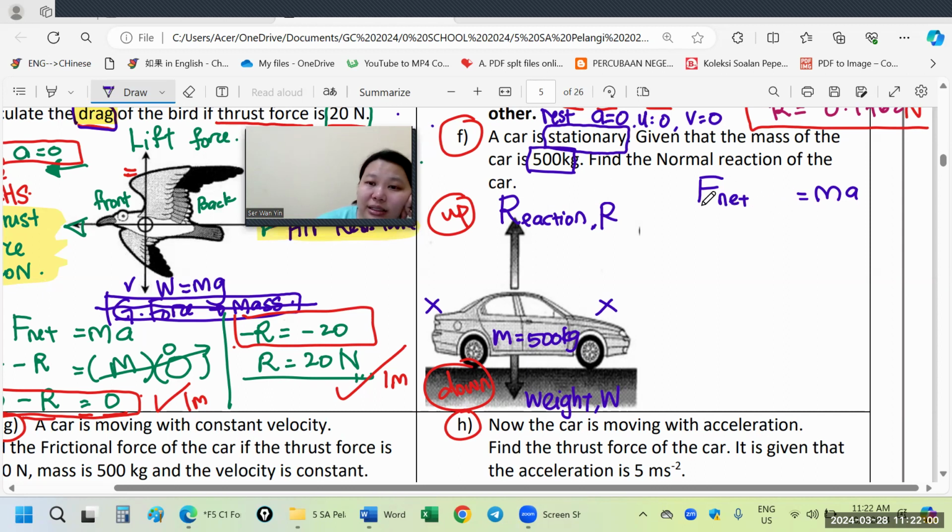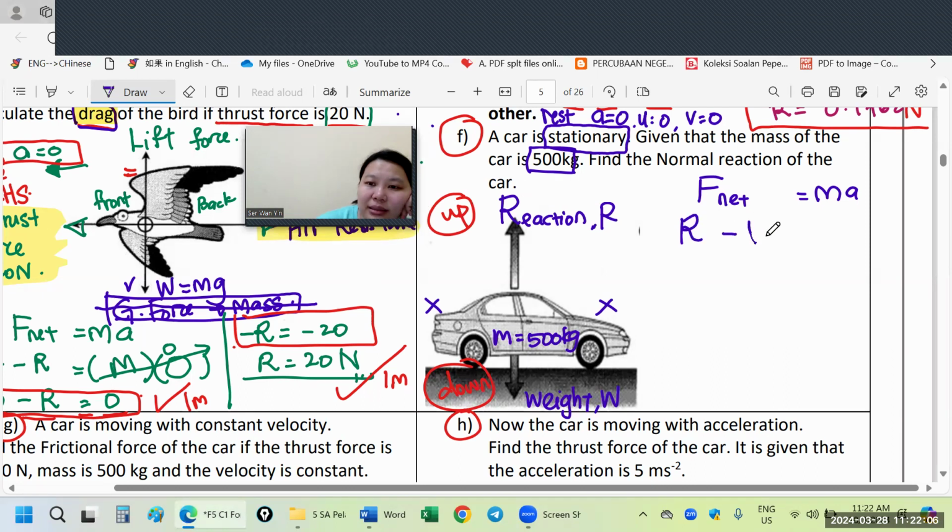Right, so now actually this one, the net force will be, the up force is the normal reaction minus the weight equals to mass 500 kg times acceleration 0 because stationary.